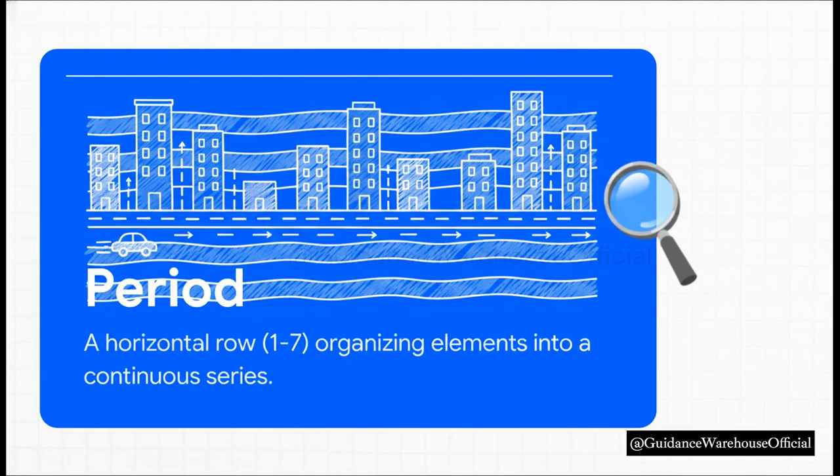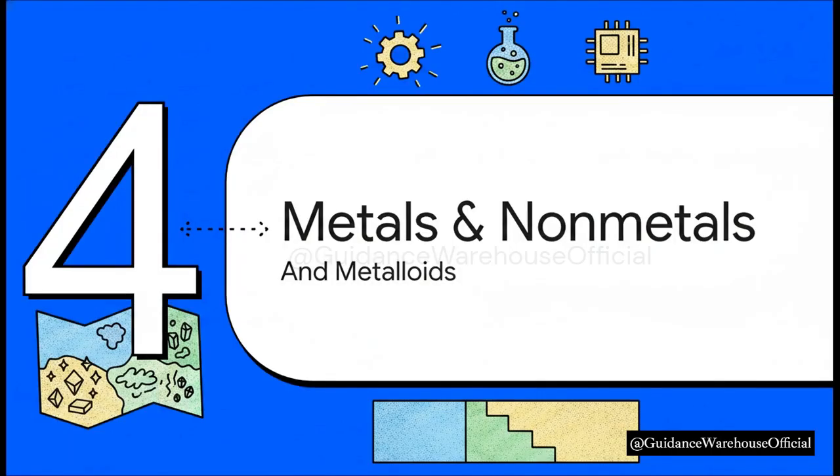Then, crossing the map, we have the horizontal rows, called periods. There are 7 periods on the main table. If the groups are those tall apartment buildings, the periods are the horizontal cross streets organizing our entire city grid of elements. As you walk down the street from left to right, the atomic number simply increases, one step at a time. Moving right along to Section 4, Metals, Nonmetals, and Metalloids.